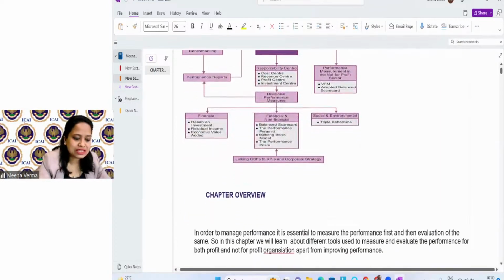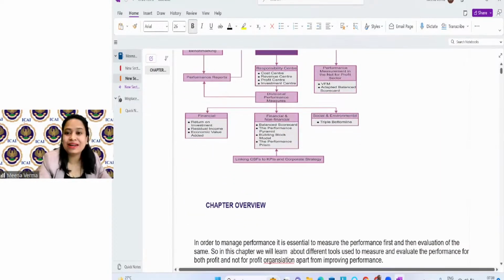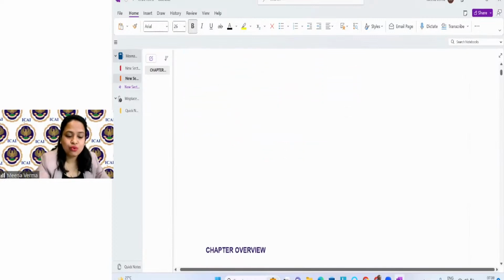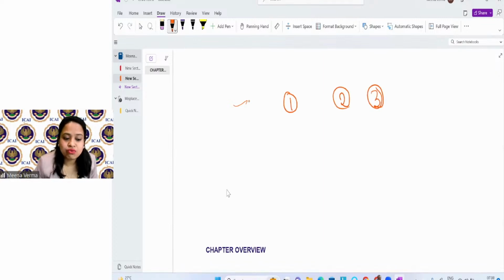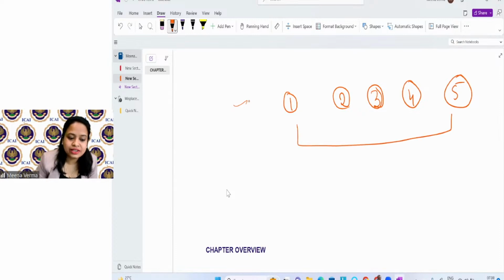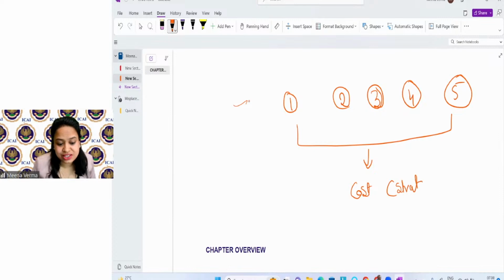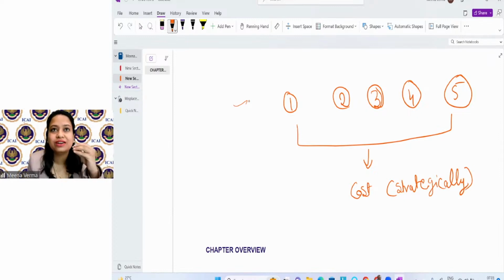Right? So if you will see, we have learned about management accounting. We have learned how we can take decisions related to costing in the business organization. This is what we have already learned, right? If you will see chapters 1, 2, 3, 4, and 5, what we have learned here is how we can take cost-related decisions in the organization, but strategically we were taking all the decisions.